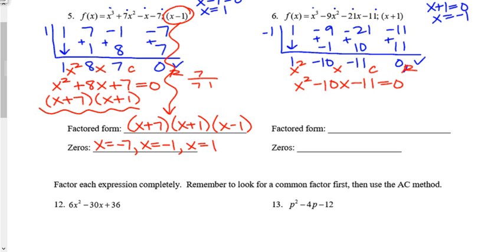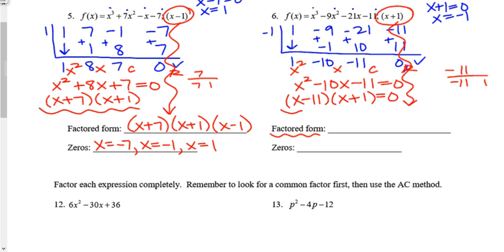And then I can factor that the quick way by doing factors of negative 11 that add up to be negative 10, and it's just negative 11 and positive 1. So x minus 11, x plus 1. So my factored form is just going to come from what they gave me combined with what I just factored. X minus 11, x plus 1, x plus 1.